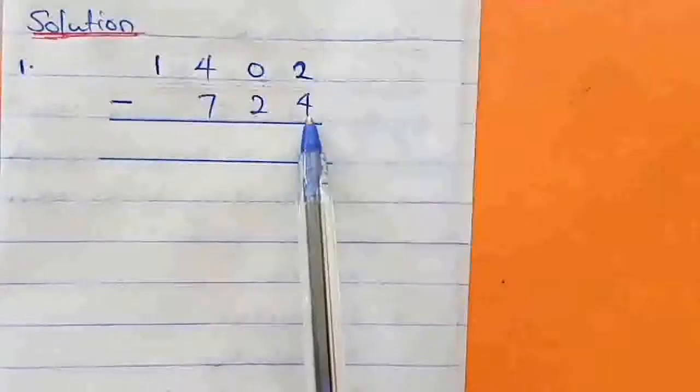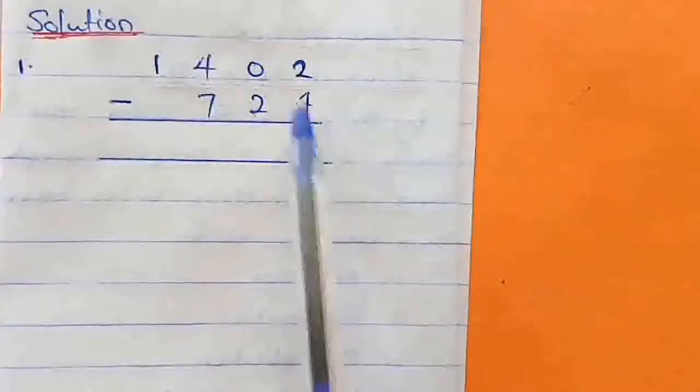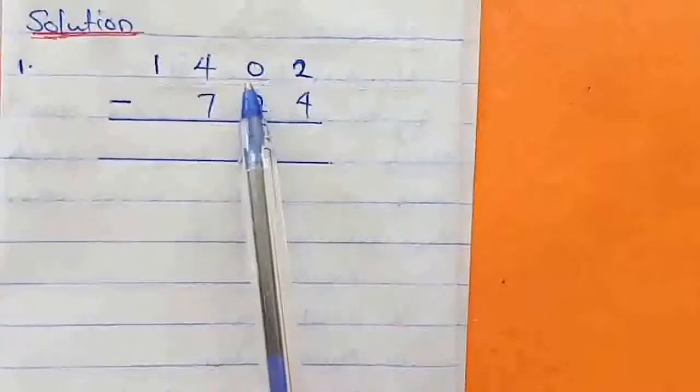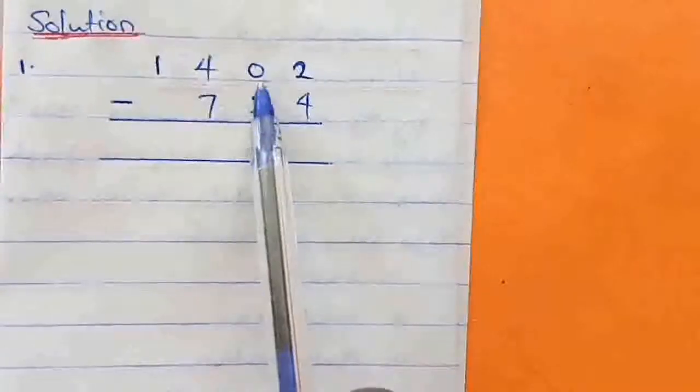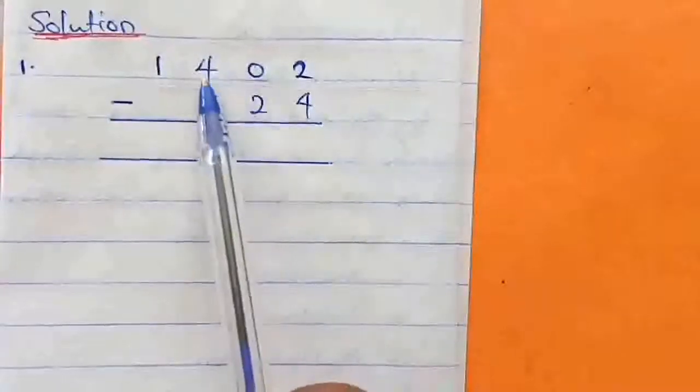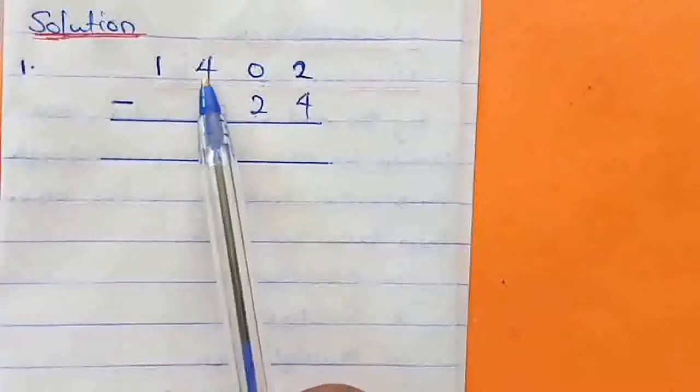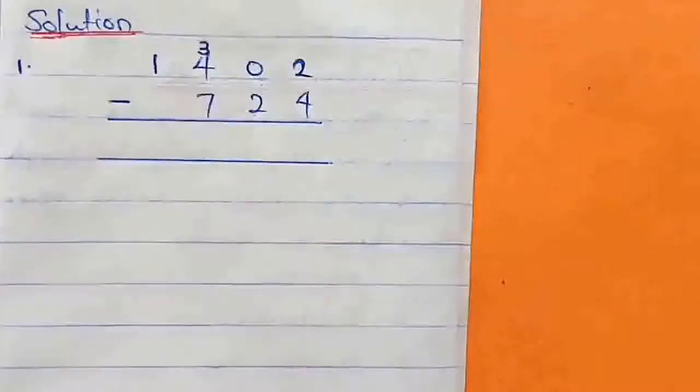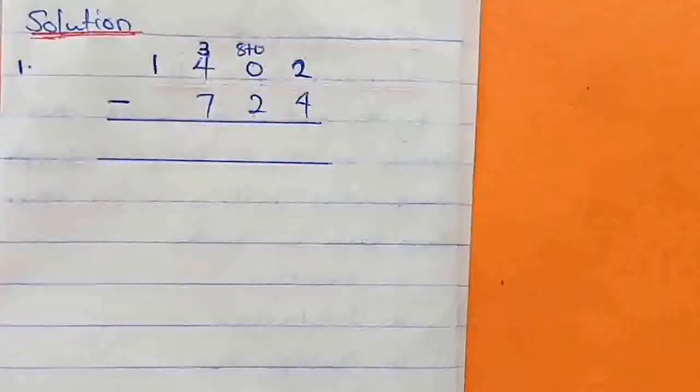Here 2 minus 4 won't work. Therefore, what we need to do is to pick up 1 from the left column where we have only 0 here. This 0 cannot supply. Therefore, the 0 goes to this 4, and this 4 will remove 1, and what will remain here will be 3, and 1 will be given to the 0. We will have 8 plus 0, and we remove 1 from this 8 plus 0. We will have 7 alone standing.